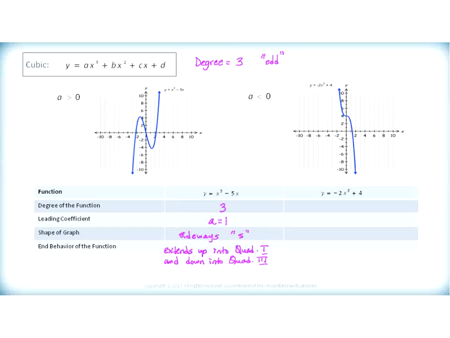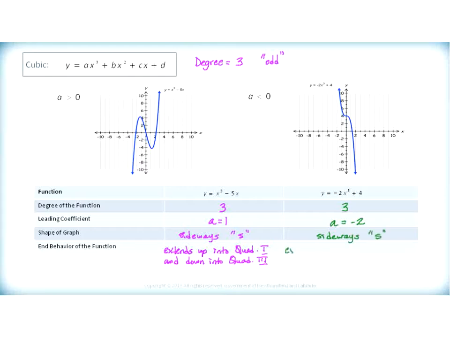In the second example, the leading coefficient is negative. We have the function y equals negative 2x cubed plus 4. Note that the degree of the function is 3. The leading coefficient in this case is a equals negative 2. The graph is still a sideways S.